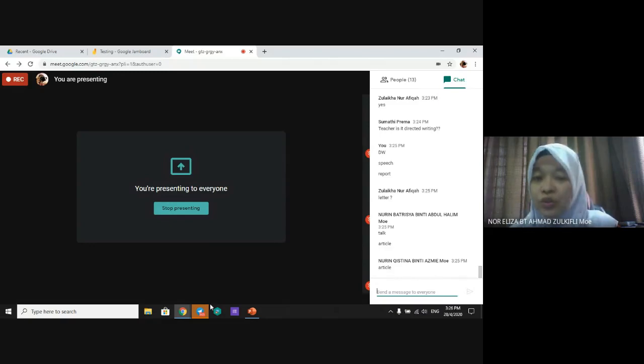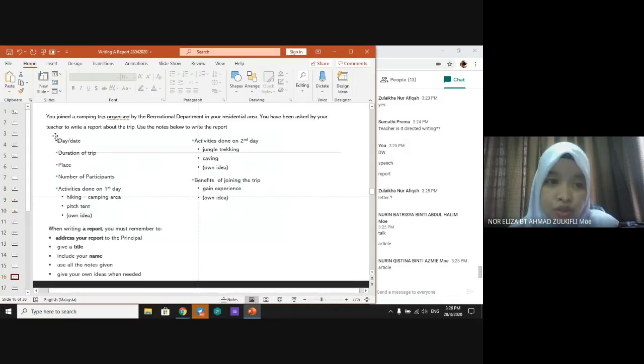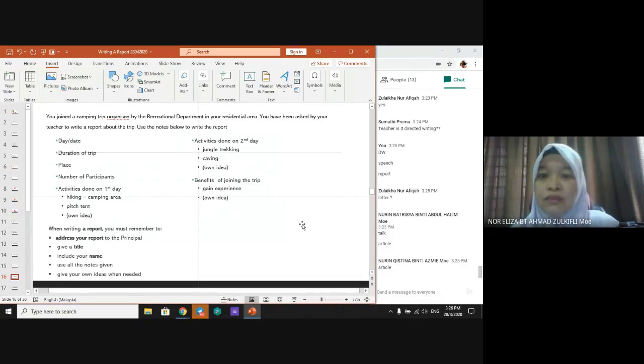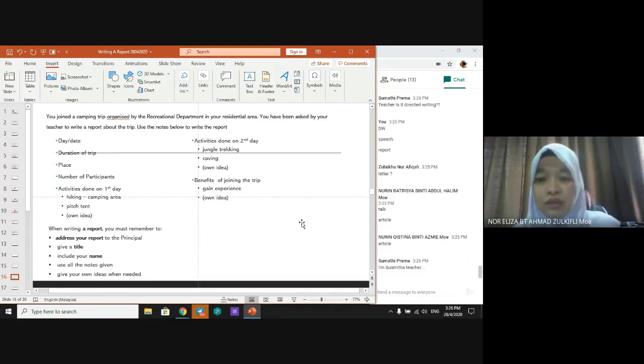If it is a continuous writing, you won't get the notes. You won't have all this. For directed writing, you won't have all this. These notes, you won't have them. Because for continuous writing, you will only have the title of the writing, and you have 5 options. You choose one out of the 5 options.